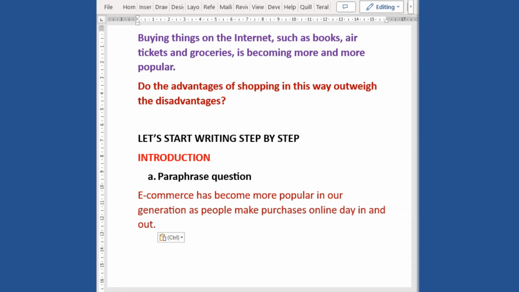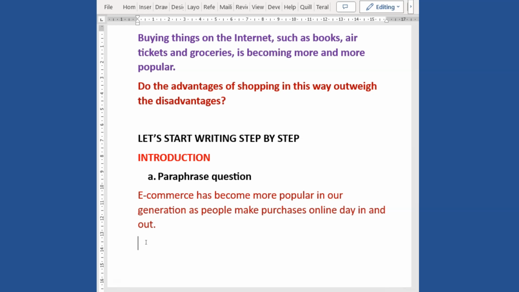Now, our second sentence in the introduction is to state where we stand. We need to state our opinion. From this question, I'm going to choose that shopping on the internet, or shopping online, is having more advantages than disadvantages.